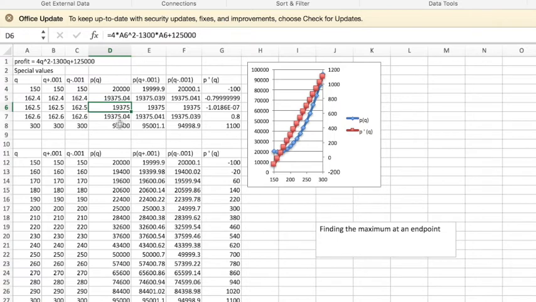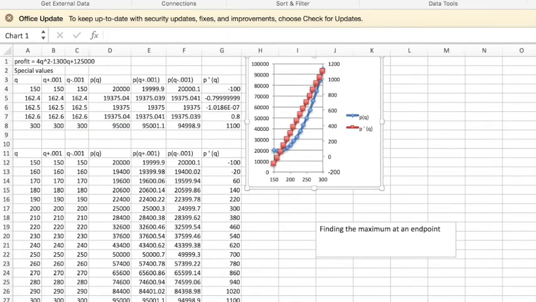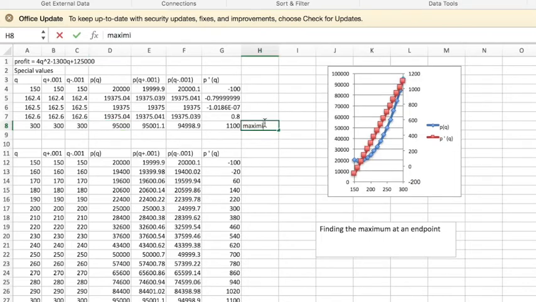Or I simply look at my three values that I've identified. And of them, we notice that the largest is one of the endpoints. And so in this case, I'm looking at a problem where my maximum is when Q equals 300, then I get 950,000 as my value.